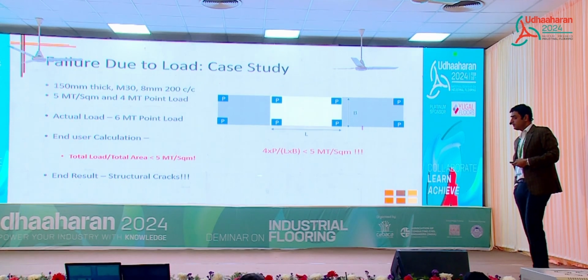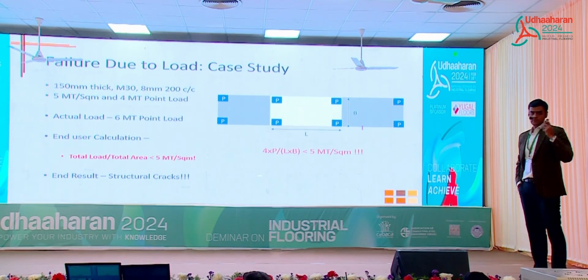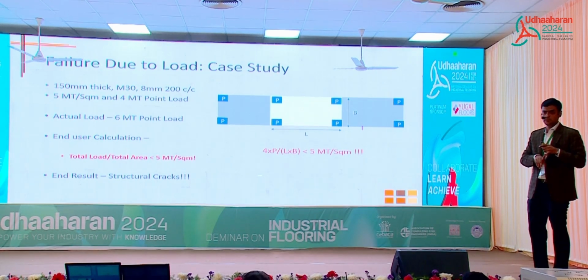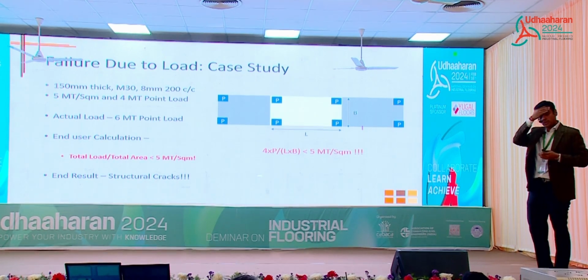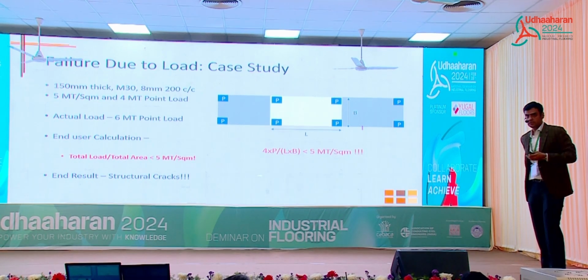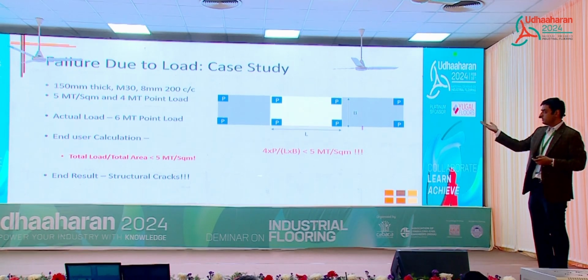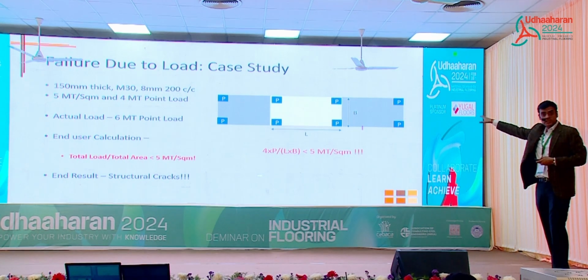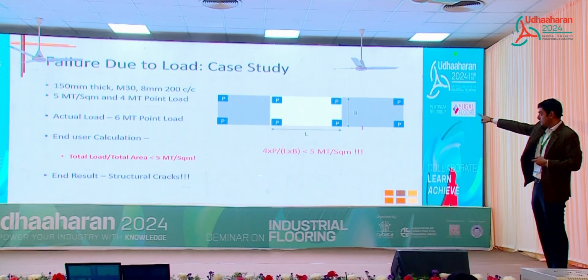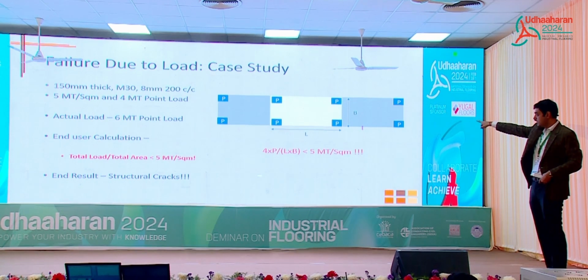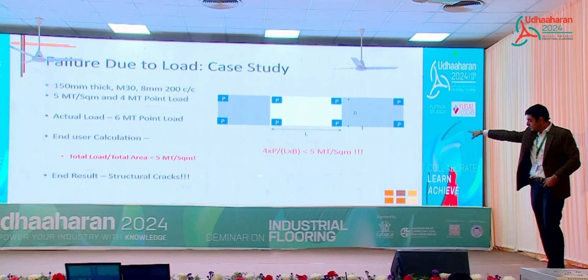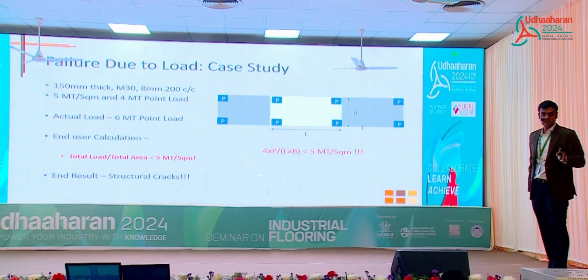We did a floor near Delhi. It was a 150 thick slab, 8 mm 200 center to center, designed for 5 metric tons per square meter and 4 metric ton point load. They called me to the site, there were cracks in the floor. They asked why this had happened. The actual point load was about 6 metric tons, and this is how they calculated 5 metric tons. They took 4 point loads, multiplied by 4, and calculated the area, length into breadth. So 4 into P divided by L into B is less than 5 metric tons per square meter.